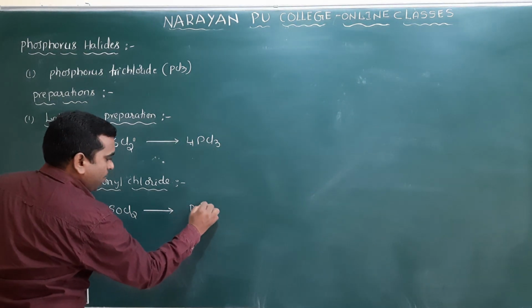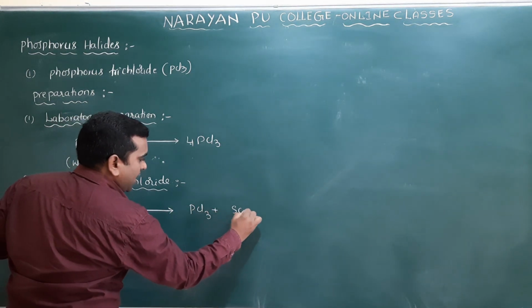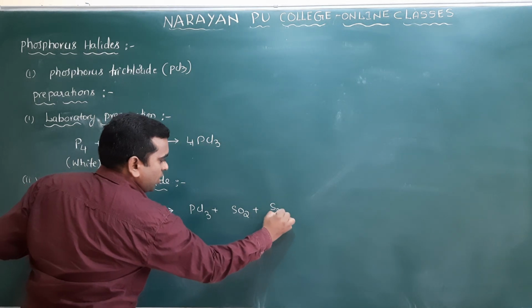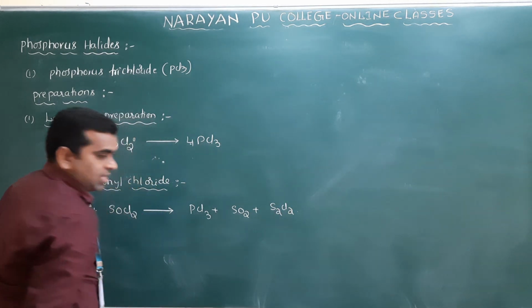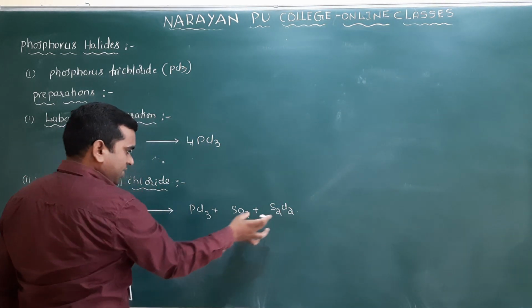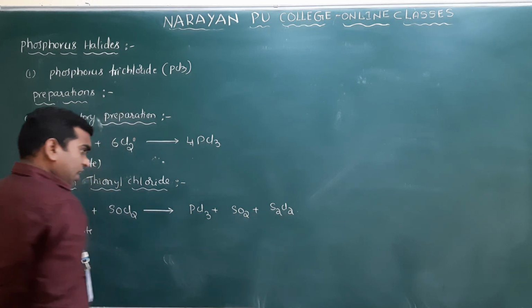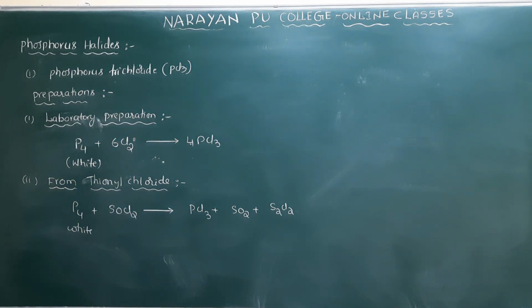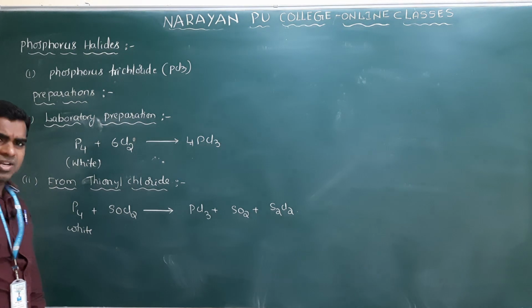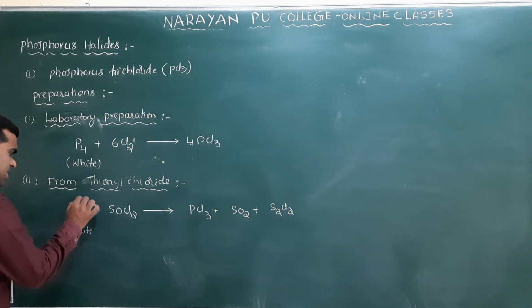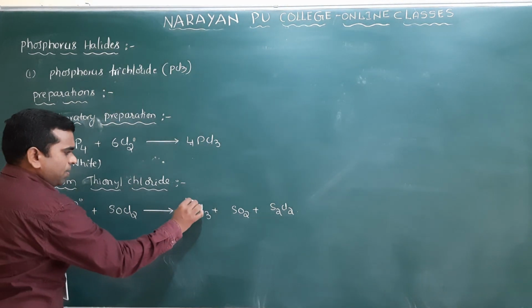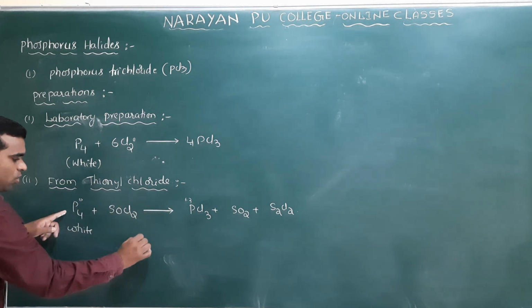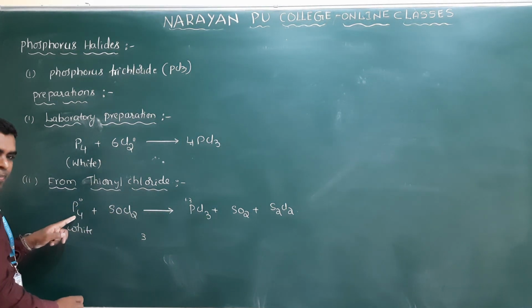You will get the compound PCl3 plus SO2 plus what? S2Cl2, sulfur monochloride, along with sulfur dioxide. Balance the equation. You know how to balance the equation. This is 0 and here plus 3. 0, 2 plus 3. What is the change here? 3, but for phosphorus 3.